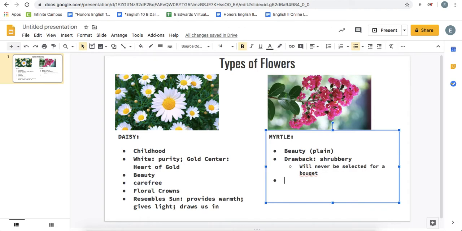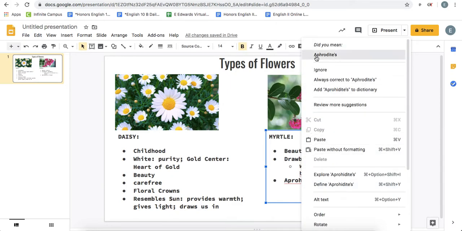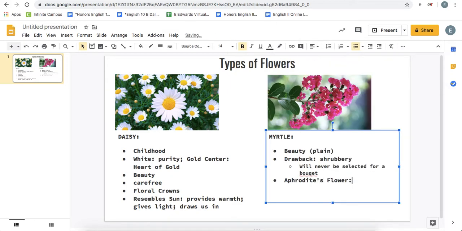And also, it was Aphrodite's flower. There's no telling how I spelled that. It was Aphrodite's flower, so it was usually associated with flirtatiousness.